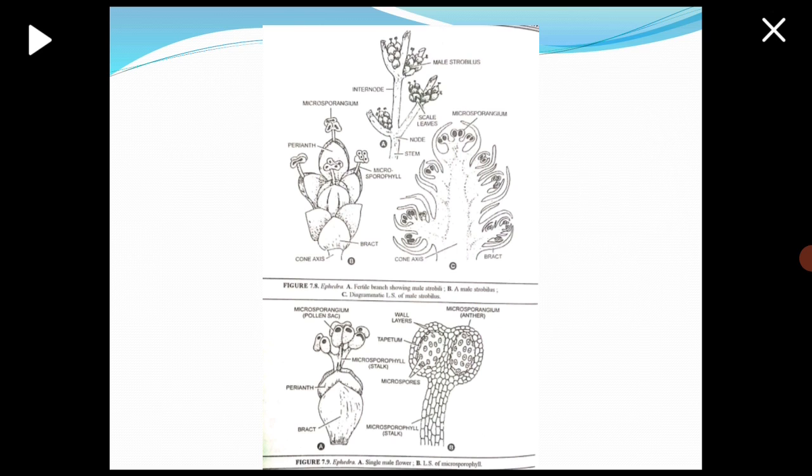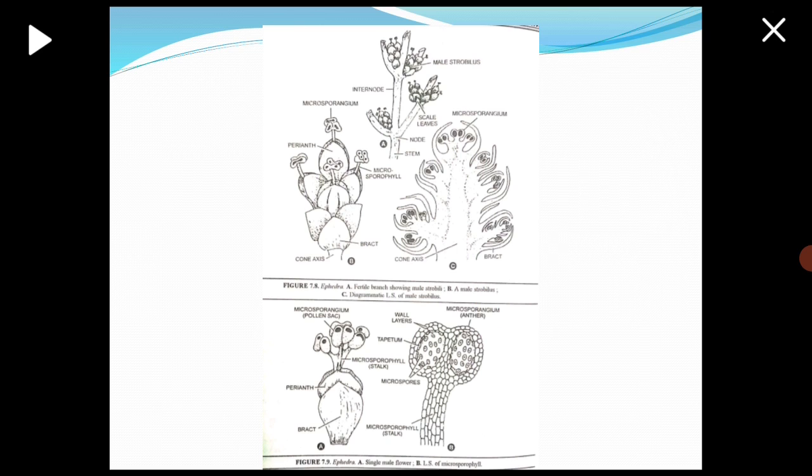Students, before we go to the megasporangium, we want to study the mature microsporangium. The mature microsporangium is usually bilocular, sometimes trilocular. Each locule is surrounded by a single layered epidermis. The middle layer and tapetum are used up in the formation of spores.